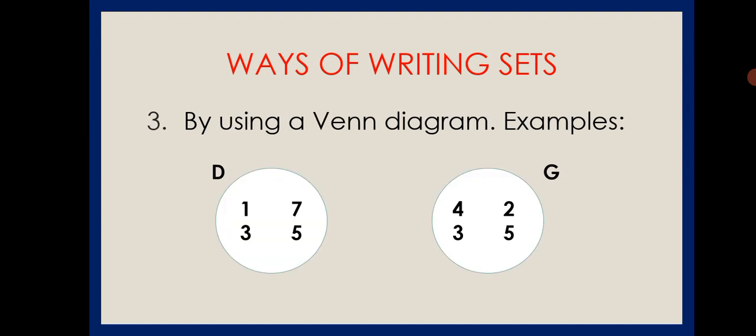Let's go to the third way of writing sets, by using a Venn diagram. Example, D is a set. It has the elements or the members 1, 7, 3, and 5. The second set, which is G, has the members or the elements 4, 2, 3, and 5.